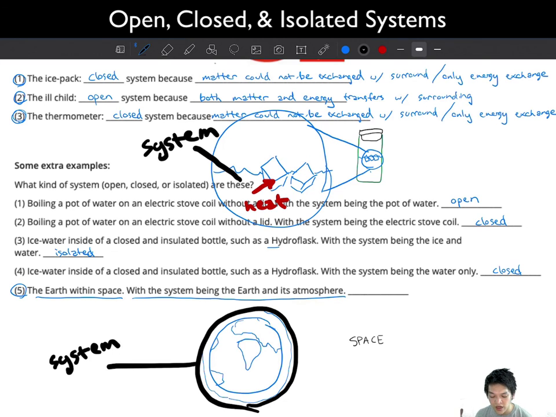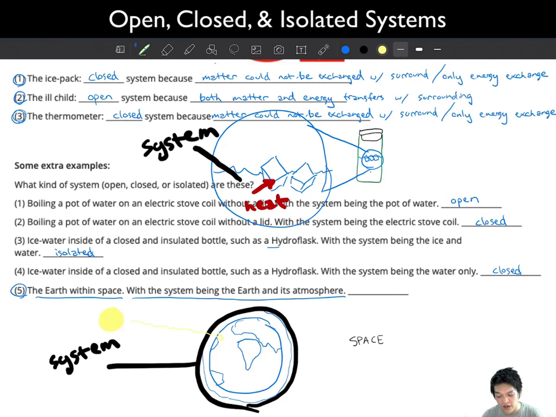Is it an open system, closed, or isolated? So we think about, okay, energy and matter. Is there any energy and matter that's going in and out to the surroundings, right? Well, where does the Earth get its energy from? It gets it from the big old star in the sky, closest one to us, aka the sun, right? So that sun is sending energy into the Earth. So there's definitely energy coming from the surrounding.